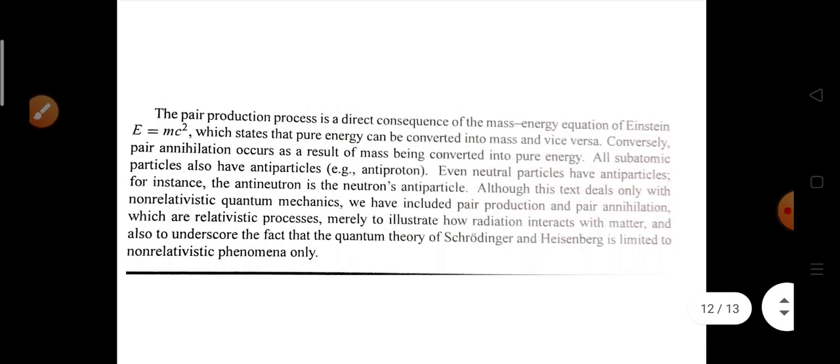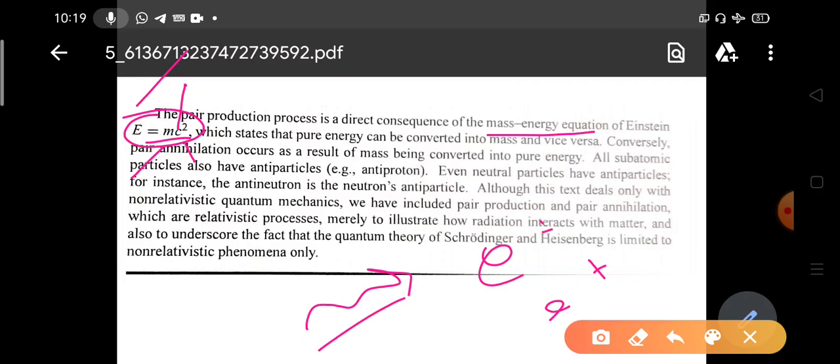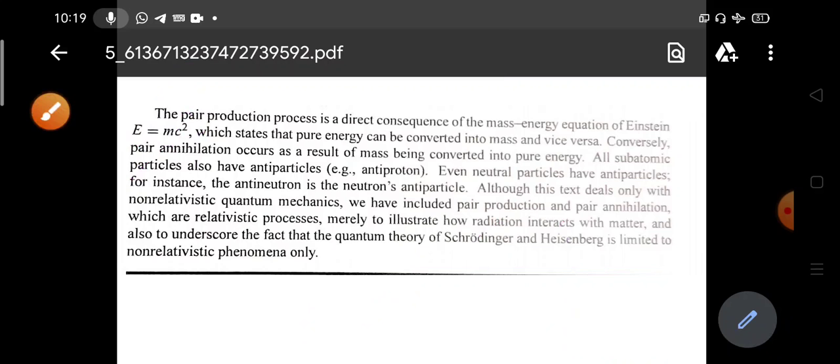Now, what is the success of this pair production or pair annihilation process? It is a direct consequence of the mass energy equation of Einstein, that is E equals mc square. What does it mean? You should understand physically that from energy we can get mass, or from mass we can get energy. So in pair production, the gamma ray, that is energy, is producing an electron and positron pair, and the electron and positron both have masses. So from energy we can get mass, and in the annihilation process, from mass we can get energy. So this is a direct consequence of Einstein's mass energy equivalence.